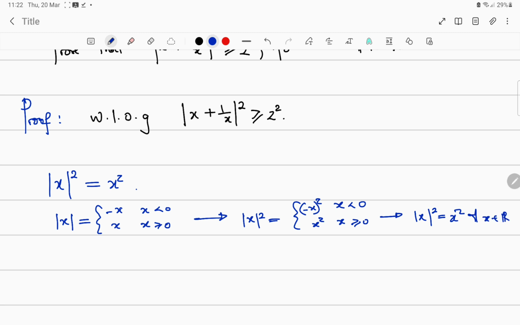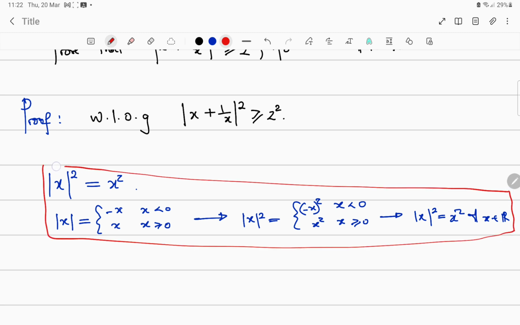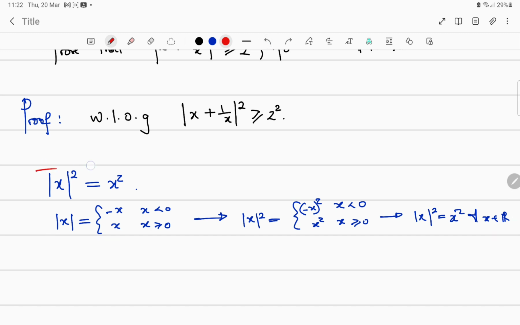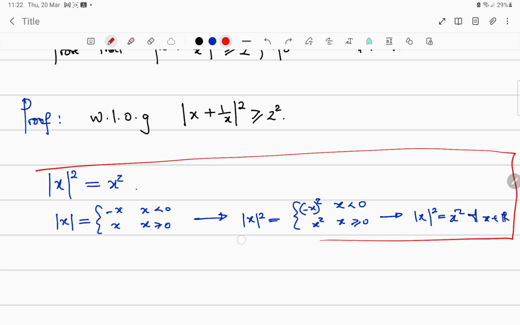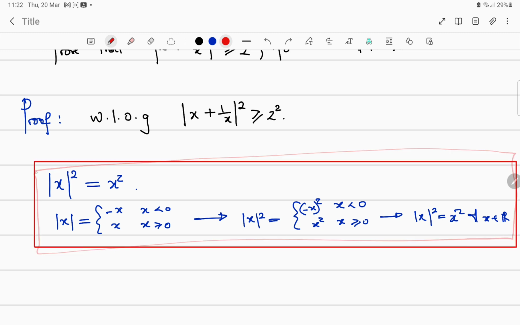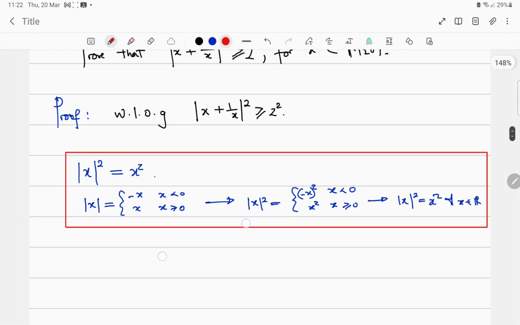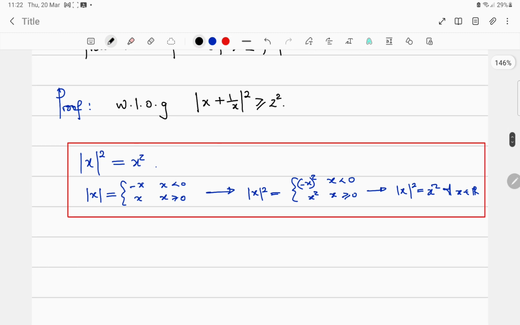So we can now use this particular property of a modulus. Okay, so now I'm getting back to what I want to prove. I want to prove that x plus 1 over x squared is greater than or equal to 2.